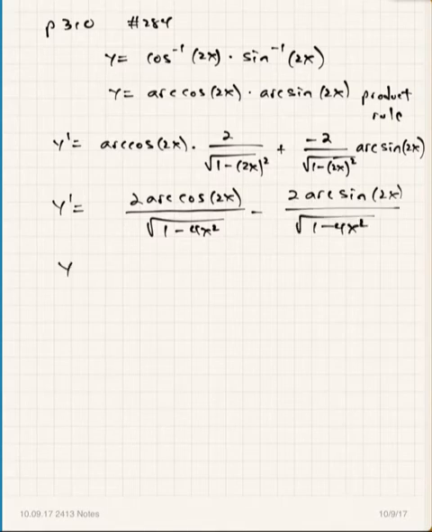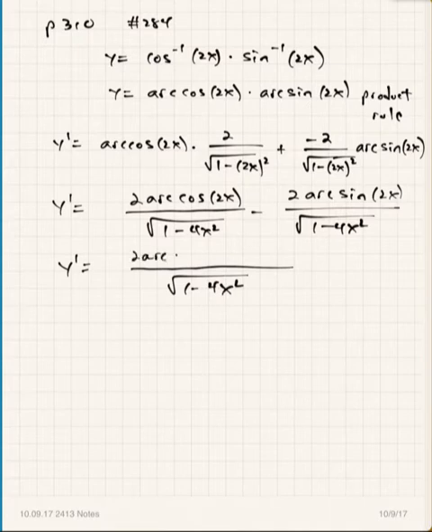They have the same denominator, so you might as well go ahead and write it as one fraction. And this would be the square root of 1 minus 4x squared in the denominator, and in the numerator you'd have 2 arc cosine of 2x minus 2 arc sine of 2x, like that. And that would be our derivative. Kind of a little bit of a messy form, definitely.